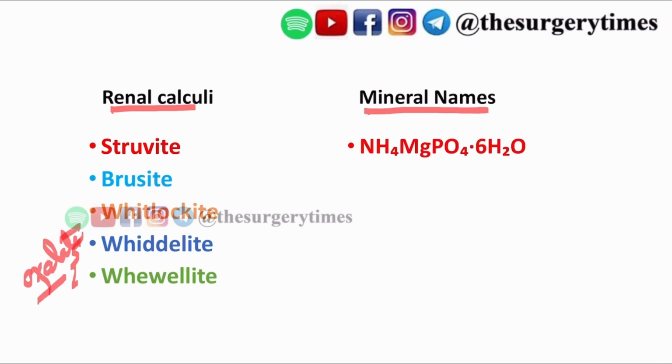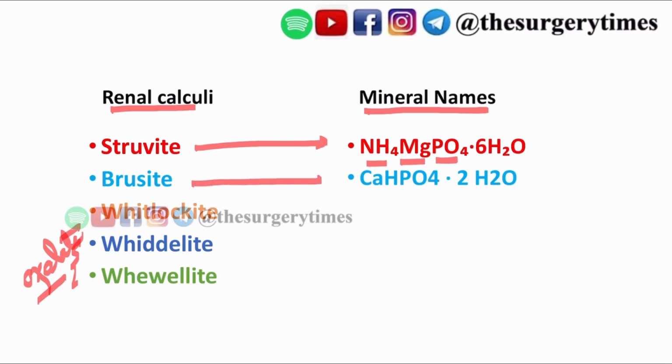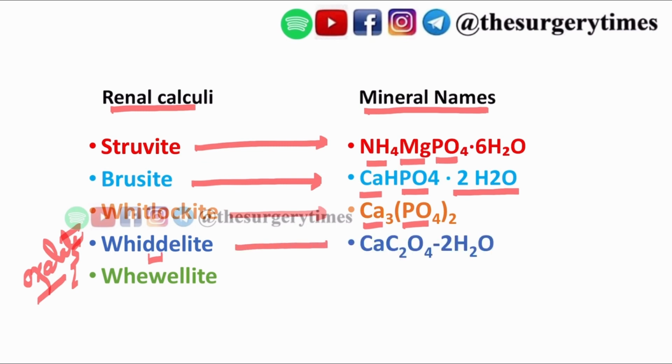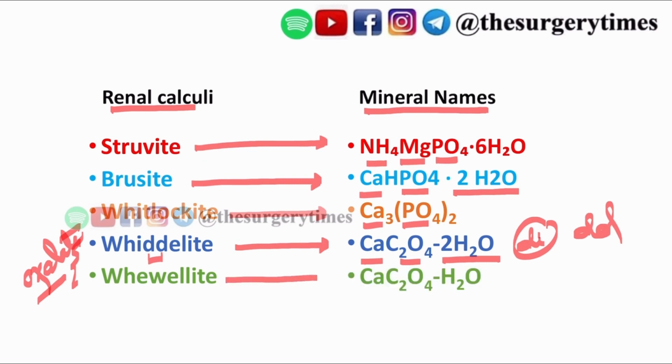So let's see. Struvite stones are nothing but magnesium ammonium phosphate stones. Brucite stones are calcium phosphate dihydrate stones. Whitlockite are triple calcium phosphate stones. Now widellite and wewellite: you see double D is there in widellite, so calcium oxalate dihydrate, di because of double D, dihydrate. Wewellite is composed of calcium oxalate monohydrate.